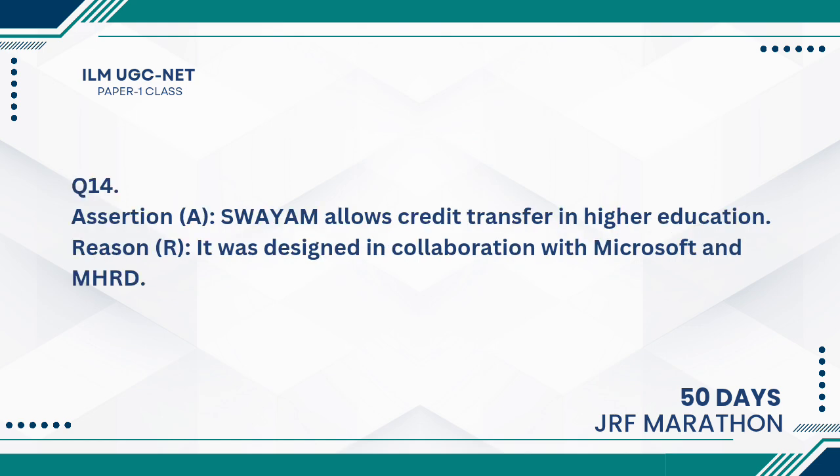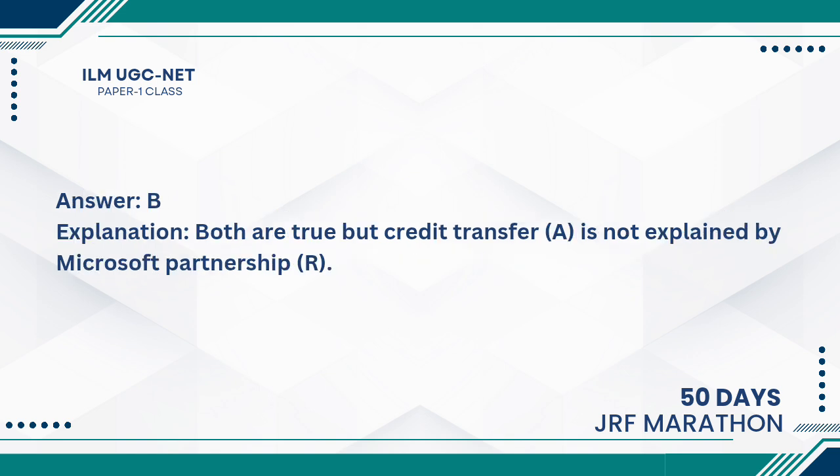Now, question number 14 is a recent assertion type of question. Assertion: Swayam allows credit transfer in higher education. Reason: it was designed in collaboration with Microsoft and MHRD. So here both the statements are true, but credit transfer is not explained by the partnership of Microsoft. So A and R are true, but R is not the correct explanation of A.